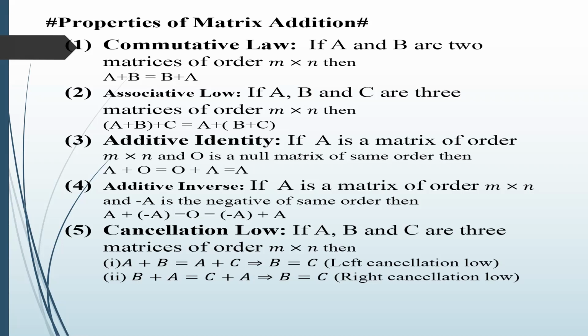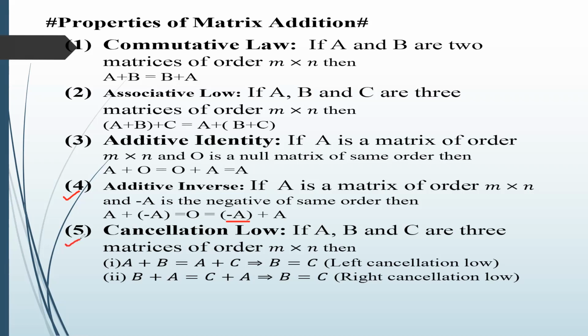Now we go for additive inverse. If A is a matrix of order m by n and minus A is the negative of the same order, then A plus minus A is equal to O, which is equal to minus A plus A. So here minus A is the additive inverse of A.